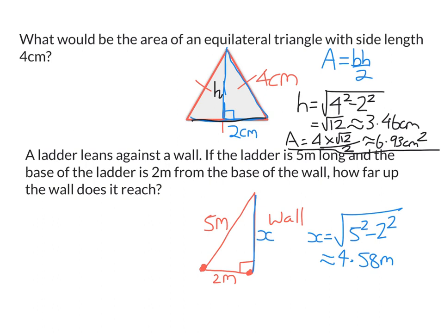Remember, we can only use Pythagoras to find the unknown side in a right-angled triangle. So whenever you get a worded question like this, you should end up drawing a right-angled triangle and finding an unknown side. All right, the last thing we have to do in this topic is Pythagoras in 3D.